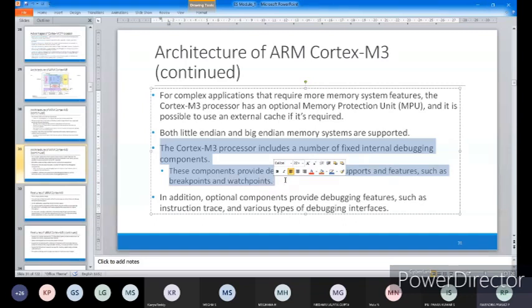These components provide debugging operation support and features such as breakpoints and watch points.